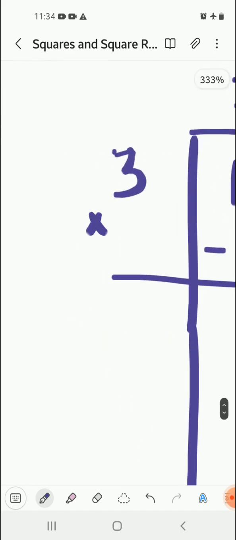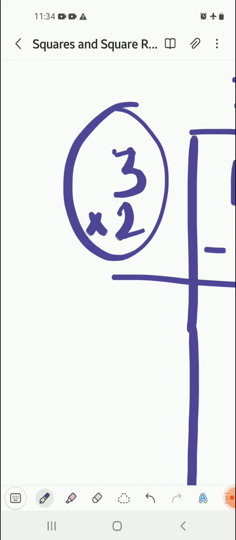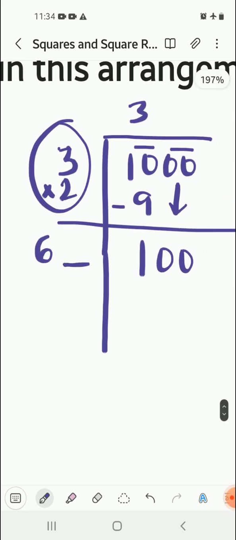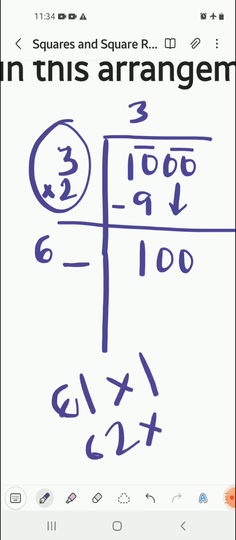This is 3 into 2. This is the general pattern that we have to follow. That is 3 into 2, the part of the formula, so 6 over here. Now we have to think of a number with which, if we multiply, we are going to get a number close to 100. So see, the number will be 61 into 1 or 62 into 2.